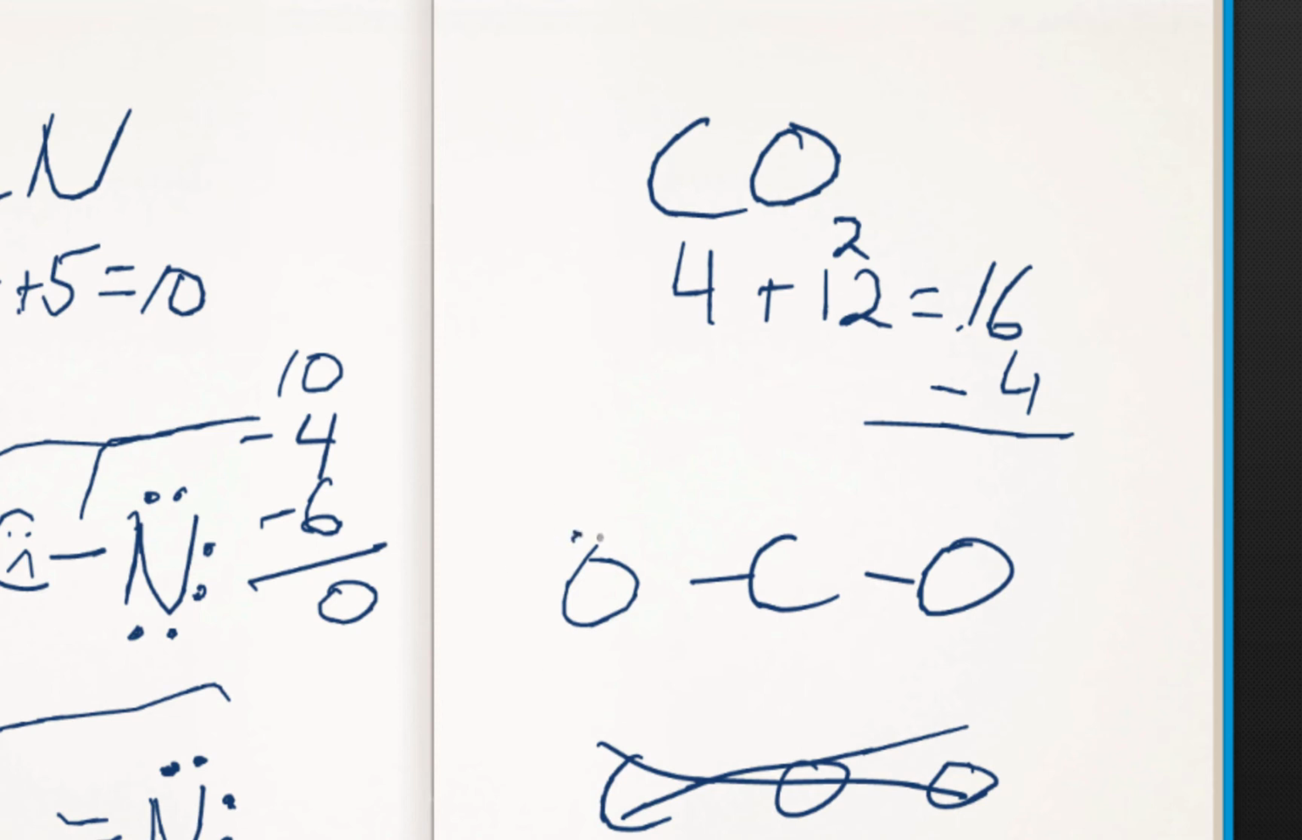So 1, 2, 3, 4, 5, 6. 1, 2, 3, 4, 5, 6. Okay, notice I had 12 electrons left over, and I used all 12 of those to make the oxygens happy. So I took away 12, leaving me with 0. Is this right? Well, the oxygen's happy. This oxygen's happy. Sees 8. Everybody wants 8. Carbon, on the other hand, only sees 4, 2, 4.